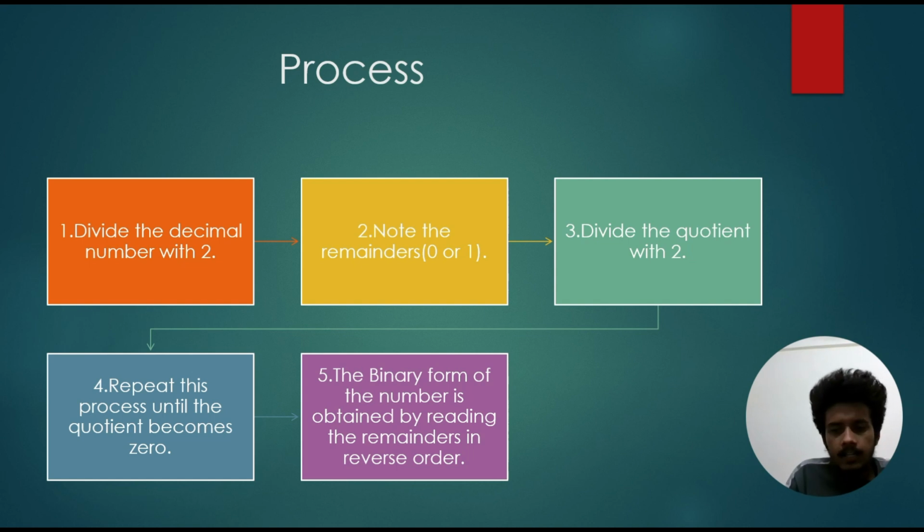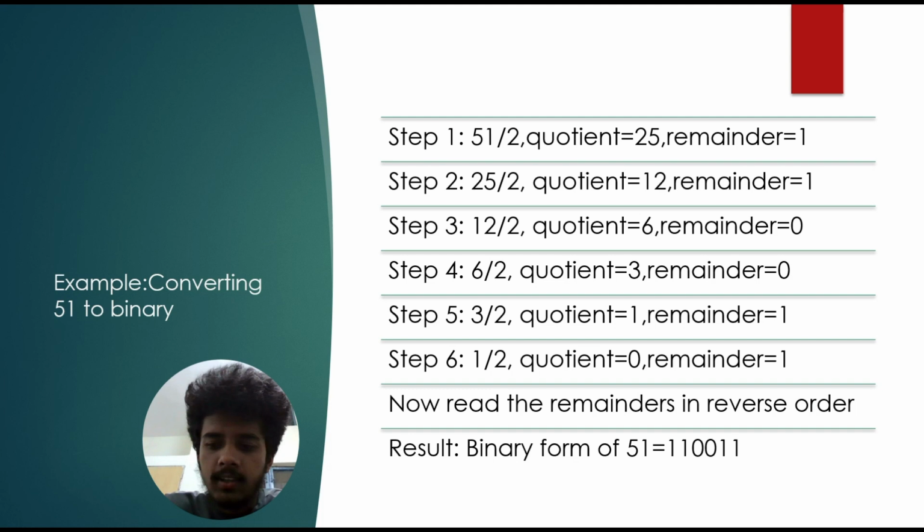So if you are getting remainders in order as 1 0 0 1 1, then the binary form of the number becomes 1 1 0 0 1. So this is the process. We will understand it more clearly through an example. So let me give an example now.